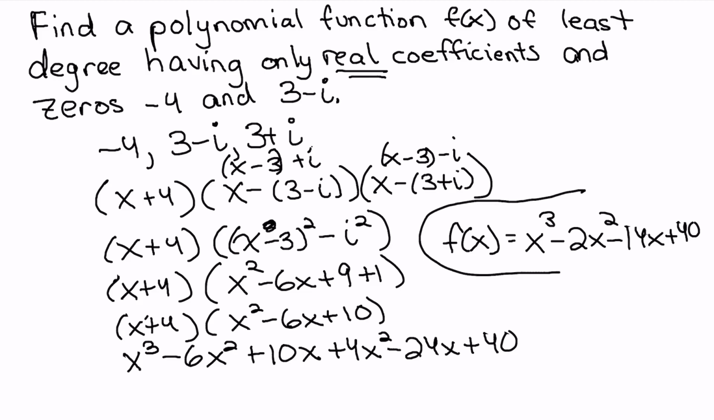And there's your function. They did not give us any information to go any further with this. We don't know what the leading coefficient was supposed to be. It just said find a polynomial f of x of least degree. We've got the 3 zeros, so we know the least degree would be 3. So 3 distinct zeros. None of them have a multiplicity, none of them repeat. So we're going to have an x cubed situation going on here.